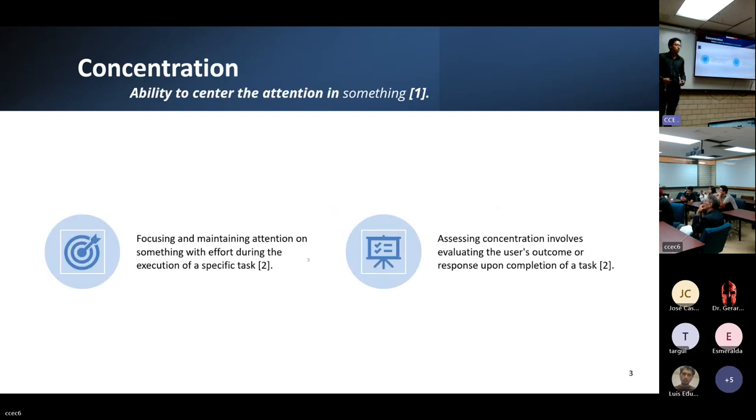And well, what is concentration? As you can see, concentration is the ability to center the attention on something or someone, or when you execute a task. To evaluate concentration, it is necessary to evaluate how the task was executed and the results of the same task.